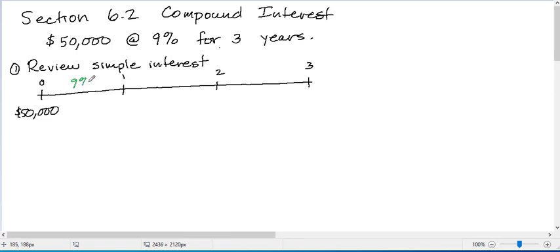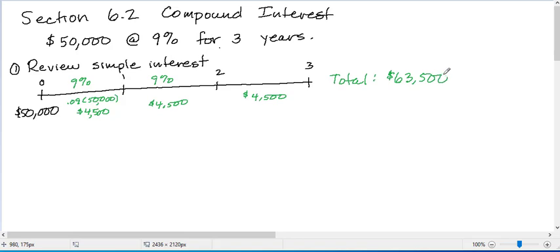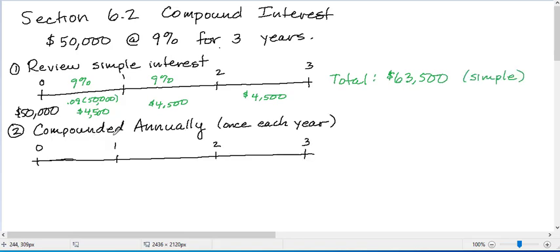I get 9% in the first year, which is $4,500 of interest. And then I get the same interest, 9% on the same $50,000. I get another $4,500 in year 2. And in the third year, another $4,500 for a total of $63,500. To discuss compound interest, we're going to take the same $50,000.